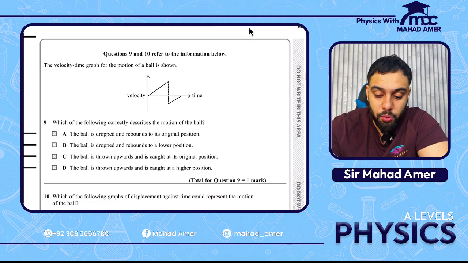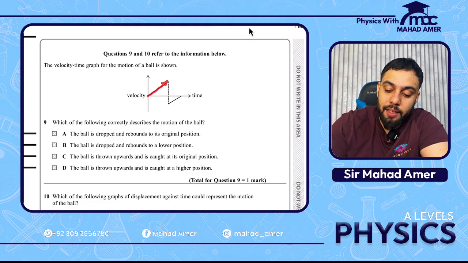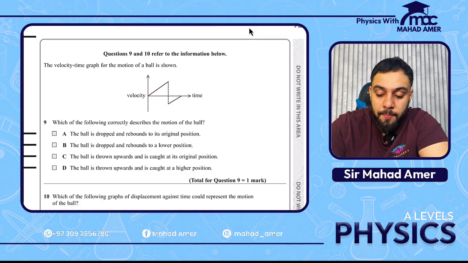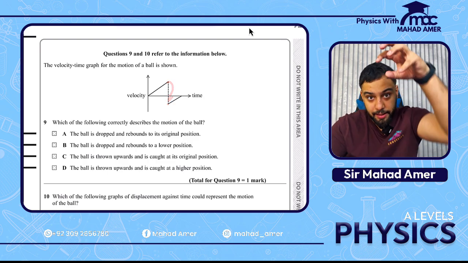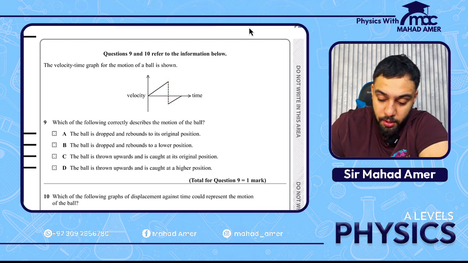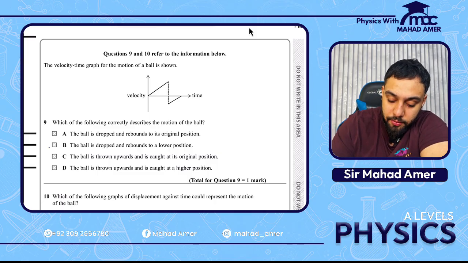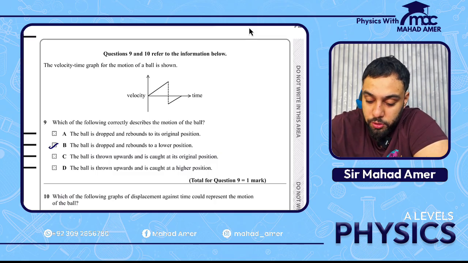Again, we have discussed this whole question. The ball is gaining velocity, that means it's going down, rebounding and coming back to its original position. Oh, rebounding, changing velocity's direction. It's basically like rebounding concept. The ball is dropped and rebounds to a lower position, and that's pretty much anything that we can say. The ball drop rebounds to the original position.